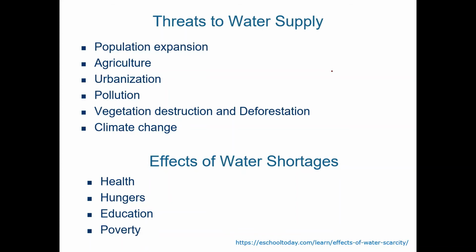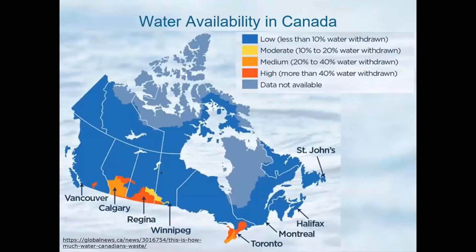Problems with not having enough water. This affects our health directly. And so we are going to talk about water and health when we get to water biology. Hunger, not enough water, not enough crops. And all these things lead to shortages in things like education and poverty and whatnot, and have huge effects on the world. So a little bit more on some of these things later.